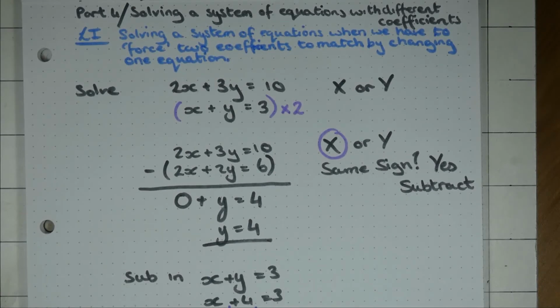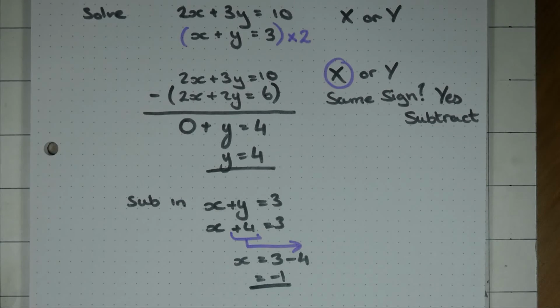And I think I've just gone off screen there. So we have x plus 4 equals 3, x equals 3 minus 4 because the 4 comes across, and then we have x equals minus 1. So that's how we do it if we are changing one equation. I'm going to record another example about if we have to change both equations. And it's not necessarily harder, it's just we've got to have a wee think about doing it the most efficient way.